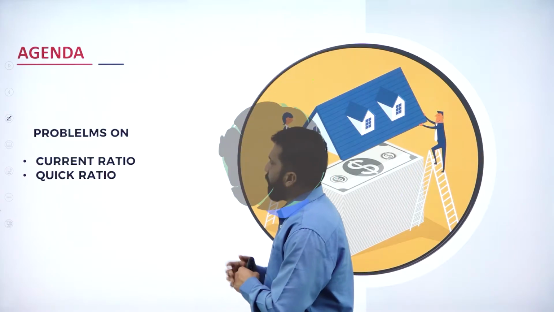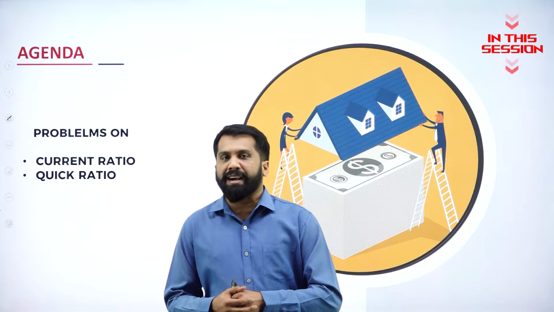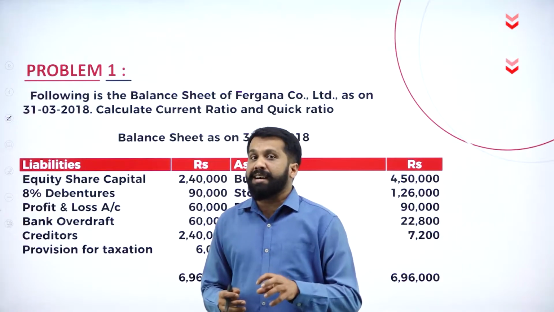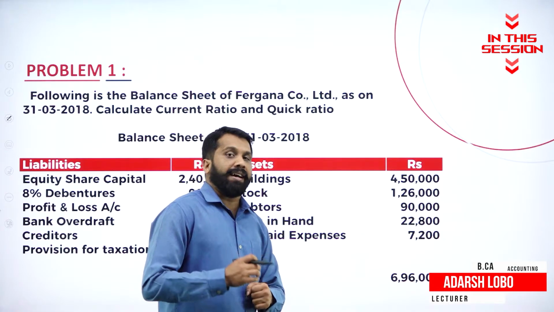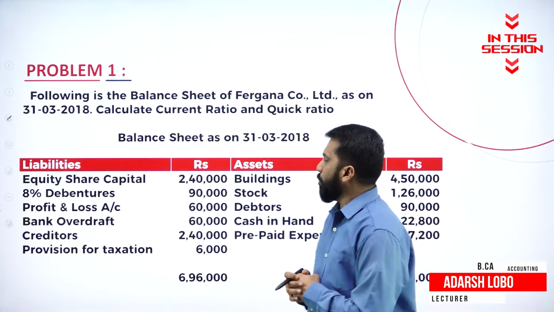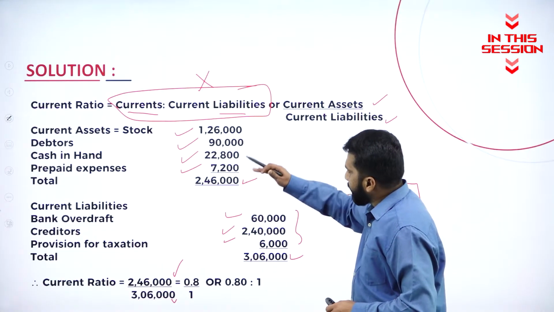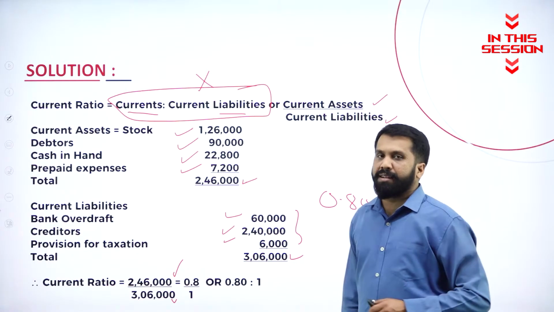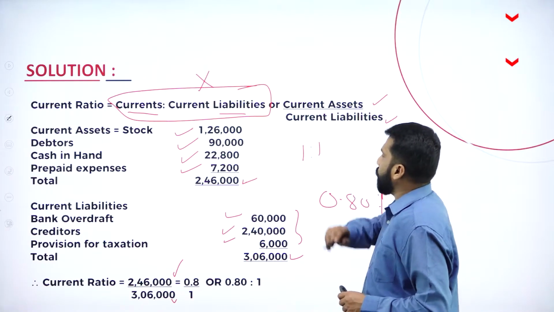What is the formula for quick ratio? Quick asset divided by current liability. Your current asset you will find in your asset side, and current liabilities you will find under liability side. Your current asset is lesser than your current liability. It must be at least 1:1.